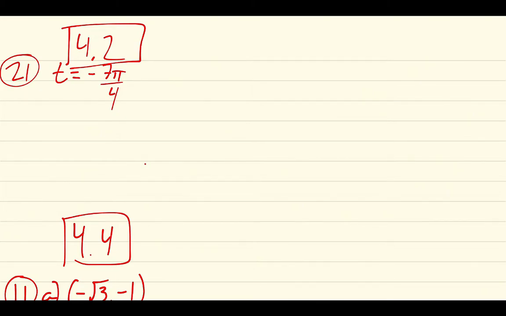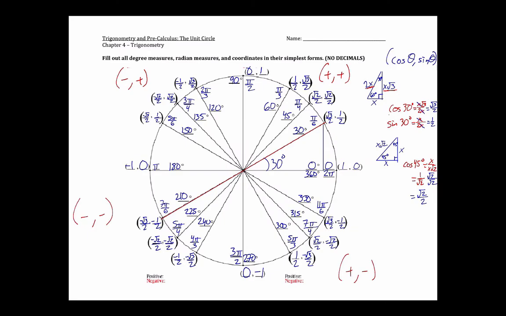Section 4.2, you're given an angle and asked to find sine, cosine, and tangent of that angle on number 21. Our angle is negative 7 pi over 4. Folks, we need to use the unit circle. Negative 7 pi over 4.